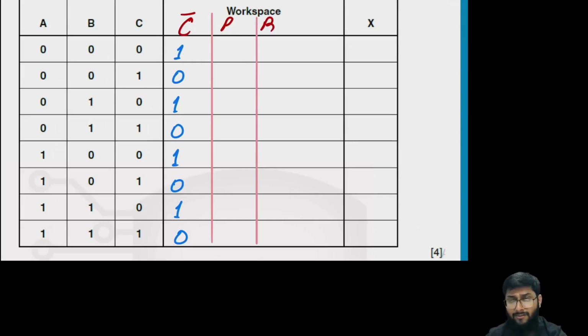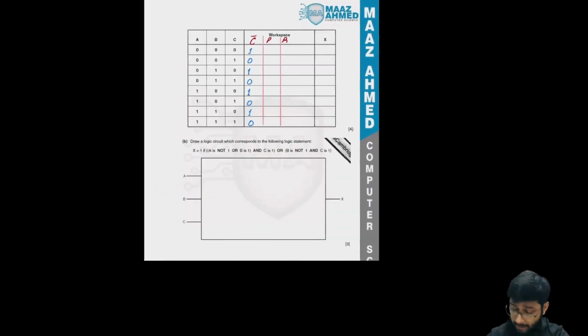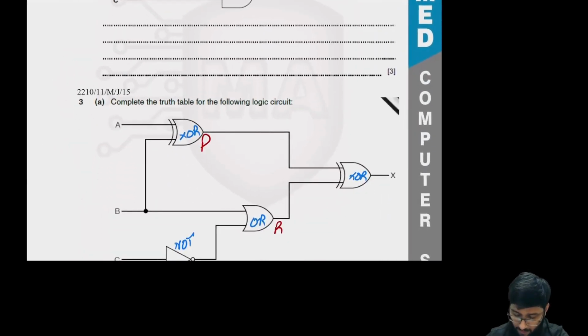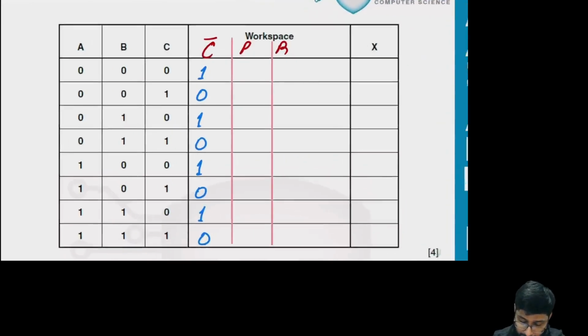So for my ease, I have drawn a line as well, and I have drawn the column as well. Now for looking up the P, P is actually a XOR gate between A and B. One input for the XOR is coming from A, and the other input is coming from B right over here. So we need to check A and B to find the output P. Now how are we going to do that?